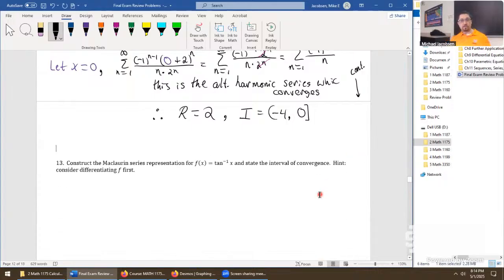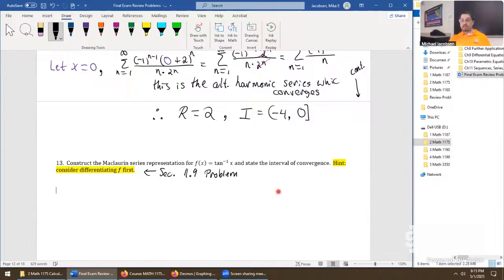Construct the Maclaurin series representation for tangent inverse x, and state the interval of convergence. The hint here is major, actually. You don't have to do it this way. You can use the definition of a Maclaurin series if you prefer, but this hint reminds us that this is really a section 11.9 problem.